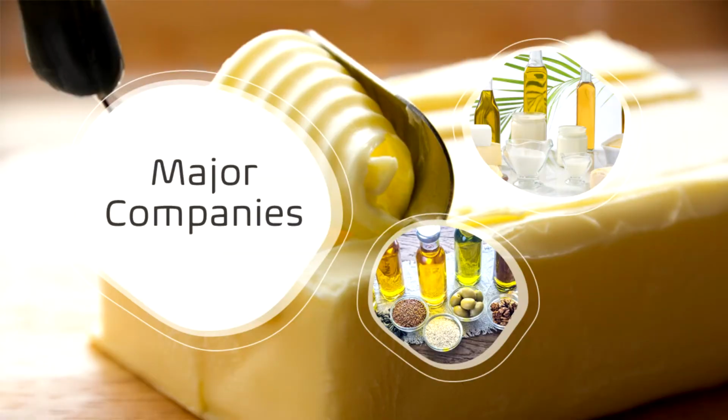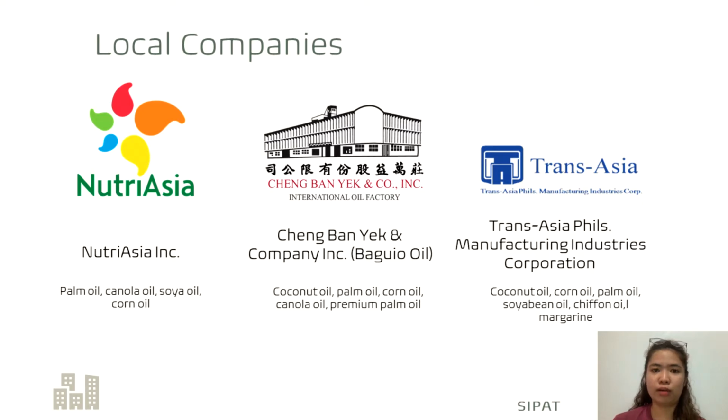For major companies involved in the fats and oil industry, first we have local companies. First is NutriAsia Incorporated. It operates as a producer, marketer, and distributor of sauces and condiments under these brand names: Datu Puti, UFC, Papa, Mang Tomas, Hufran, Golden Fiesta, and Happy Fiesta. The company has a total of 116 distributors locally and internationally.